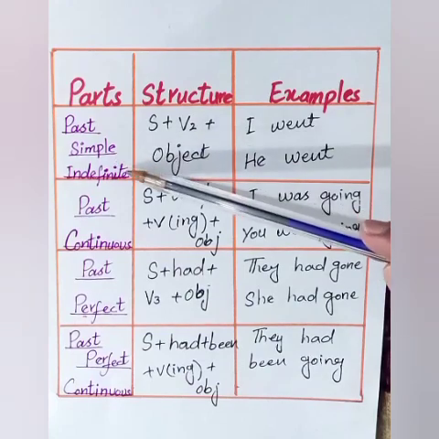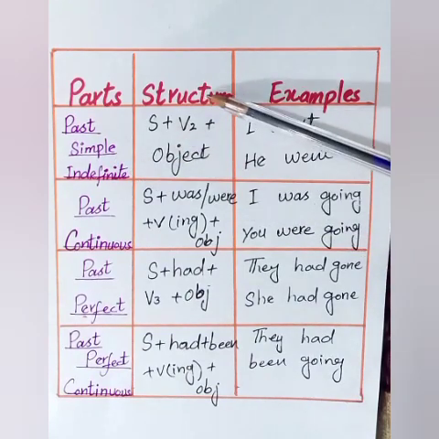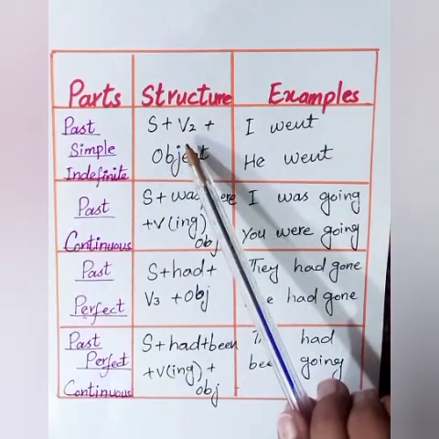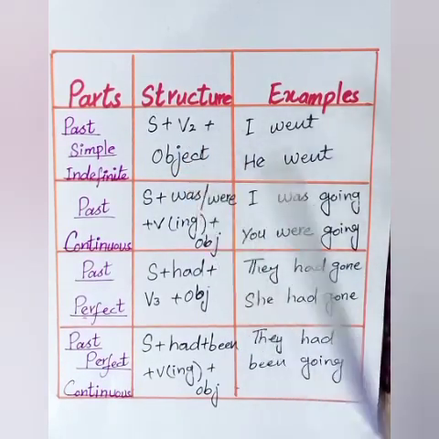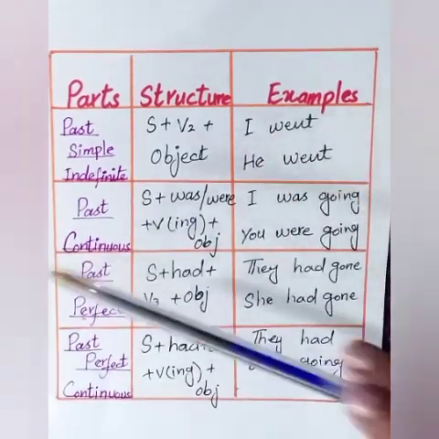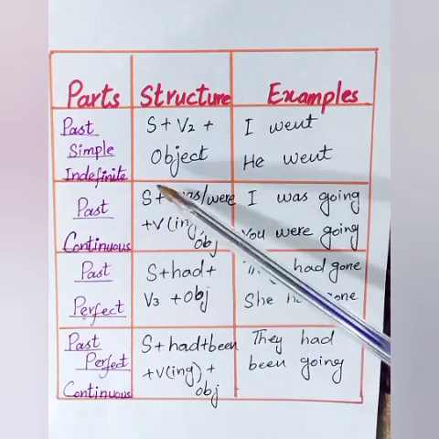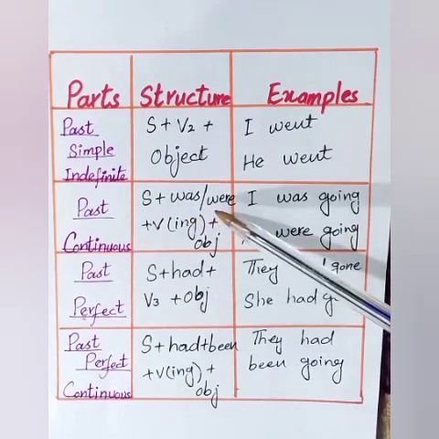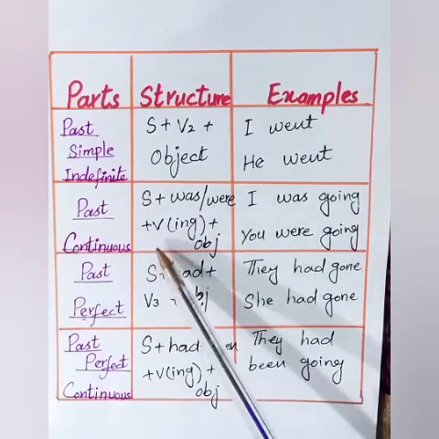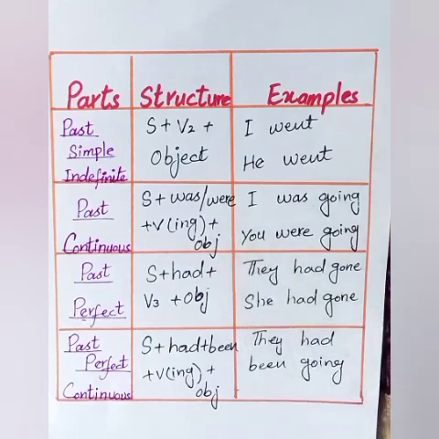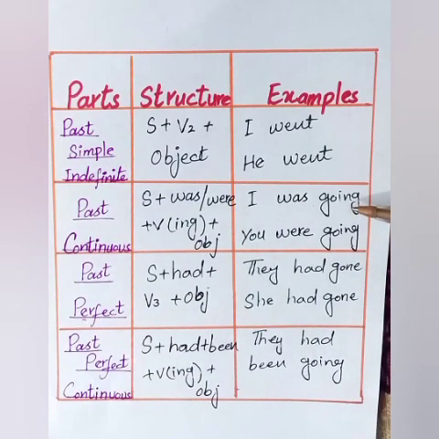Past simple indefinite tense. Structure: subject plus second form of verb plus object. Examples, I went, he went. Past continuous. Subject plus was or were according to subject plus first form of verb plus ing plus object. Example, I was going, you were going.